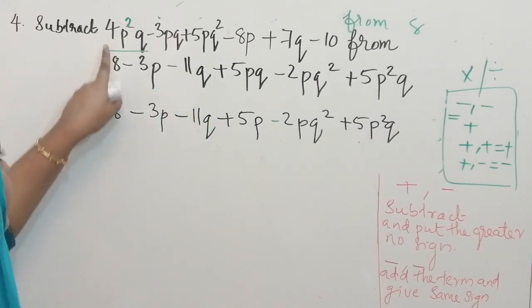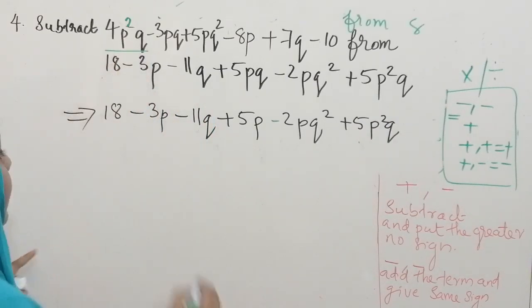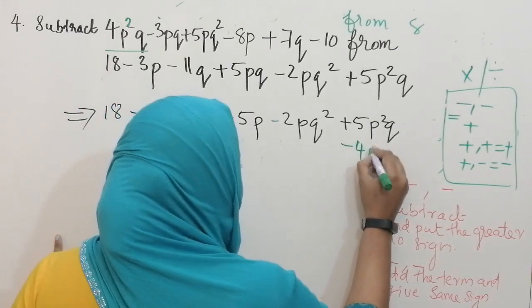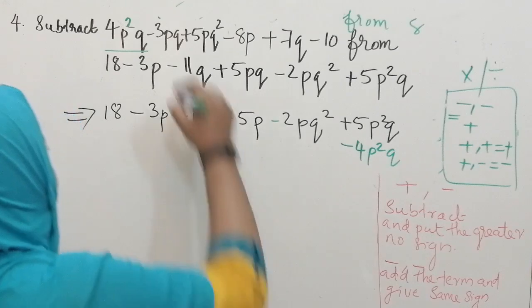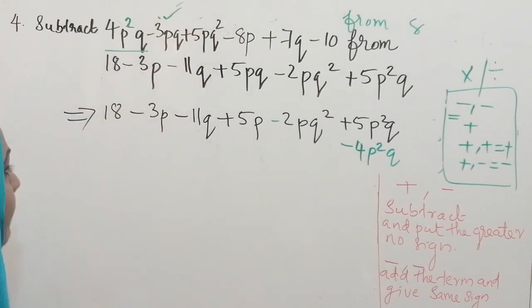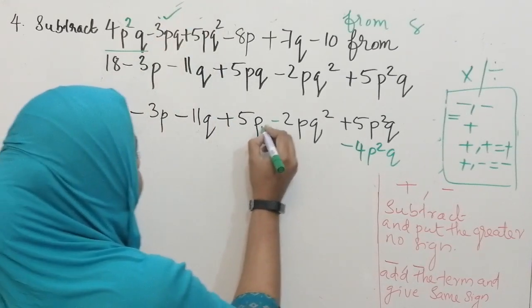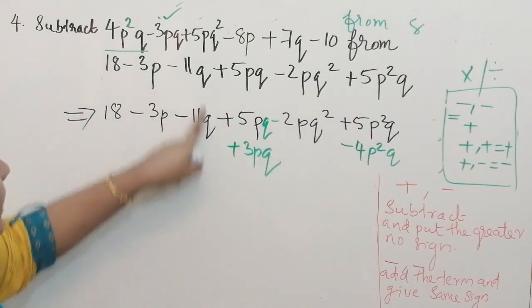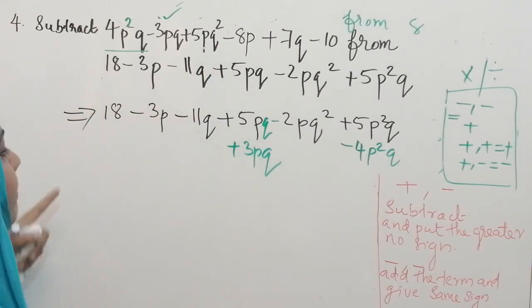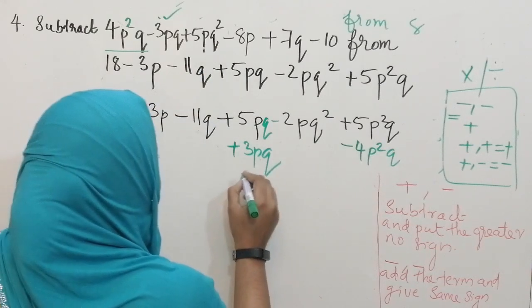Now we can solve the question. This is 4p square q, so it will become minus 4p square q. You know that I am arranging the like terms here. Next is minus 3pq, so this will become plus 3pq. Next 5pq square, it will become minus 5pq square.